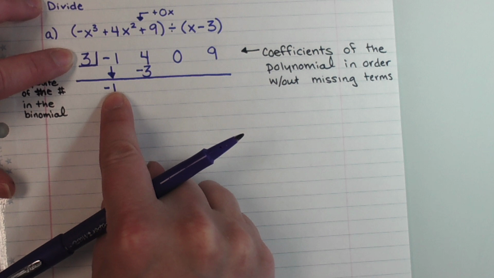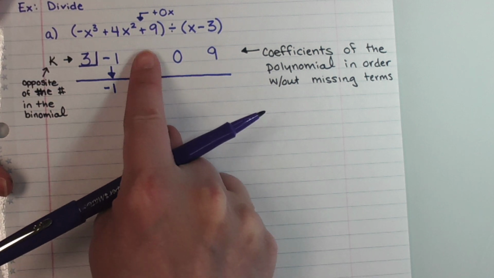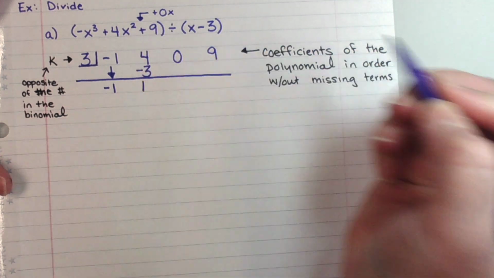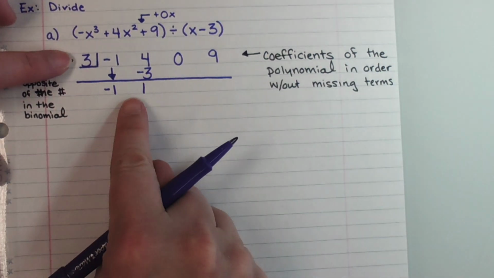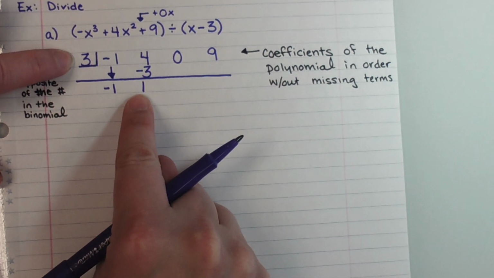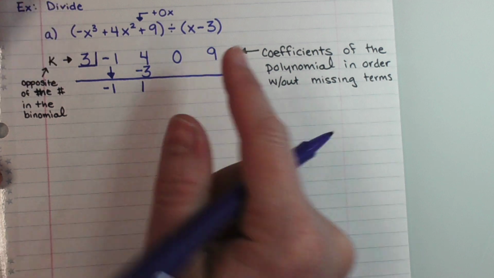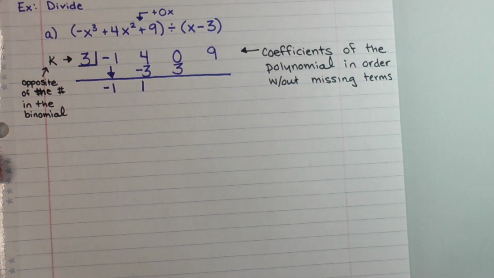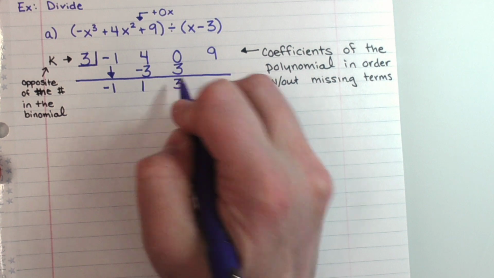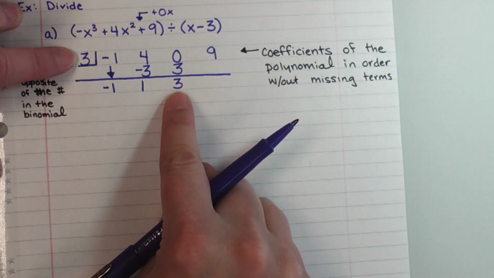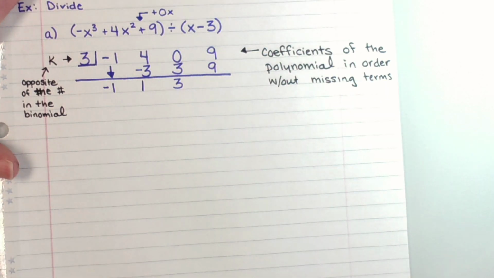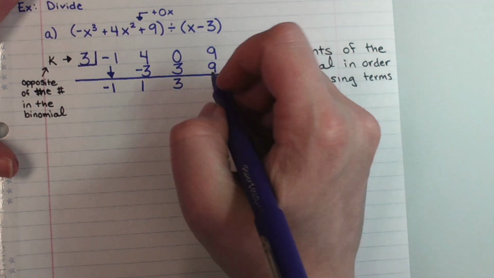We multiplied. Now add. What is 4 plus negative 3? 1. And then we multiply again. What is 3 times 1? 3. Put that here. And then we add. 0 plus 3 is 3. And then we multiply again. What is 3 times 3? 9. And we put that here. And then we add. What is 9 plus 9? 18.